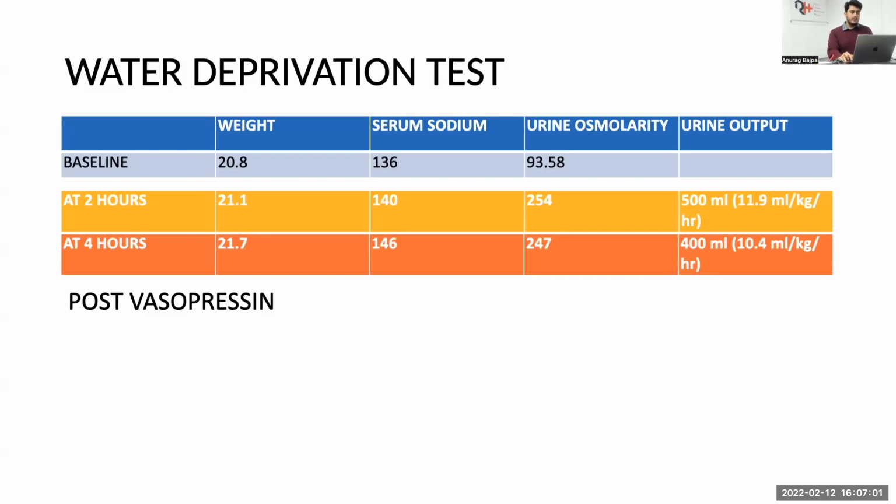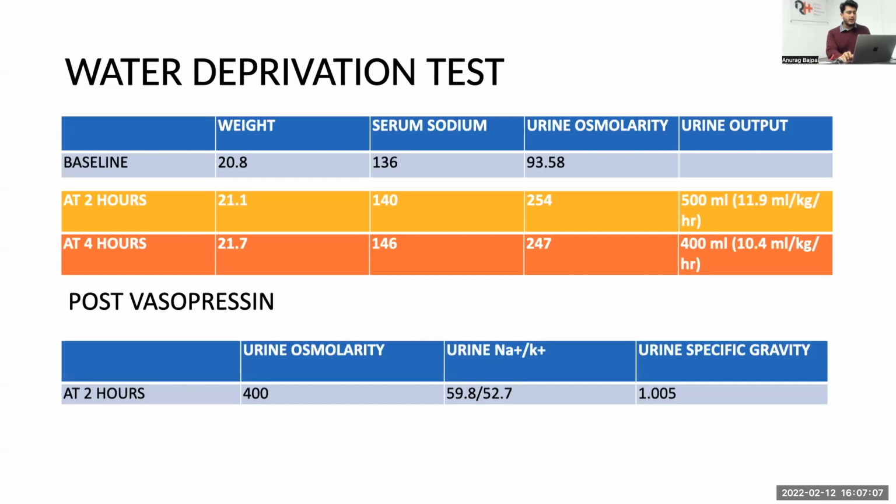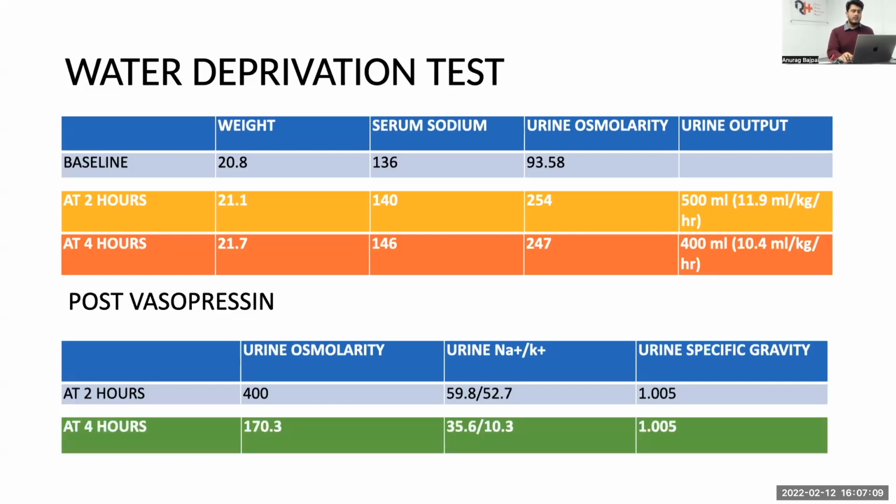And we got a vasopressin challenge test done. We gave 0.6 unit of AVP subcutaneously. And at 2 hours, we found that the urine osmolarity increased from 240 to 400, which was almost equivalent to more than a 50% rise. And we labeled the patient as central diabetes insipidus.